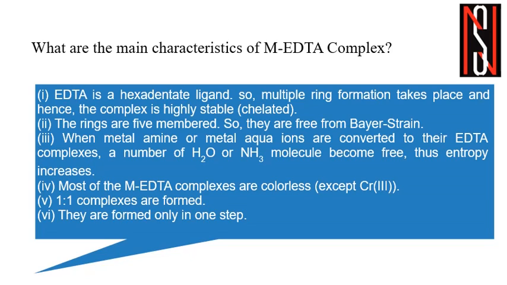As EDTA is a hexadentate ligand, it will form multiple rings, right? And these rings will be 5-membered, and we know already that these 5-membered rings are highly stable because they are free from bond angle strain. Now again, when the metal ammine or metal aqua ions are converted to their EDTA complexes, because of the hexadentate nature of EDTA, the number of H2O and NH3 molecules released becomes large, and thus the entropy increases, and this indicates the formation and the stability of the metal EDTA complex.